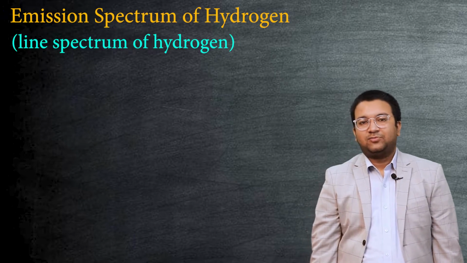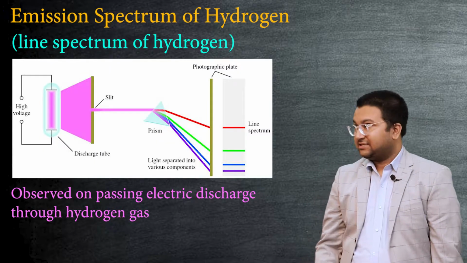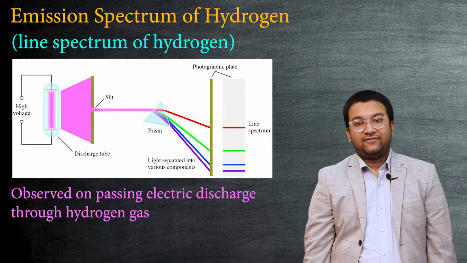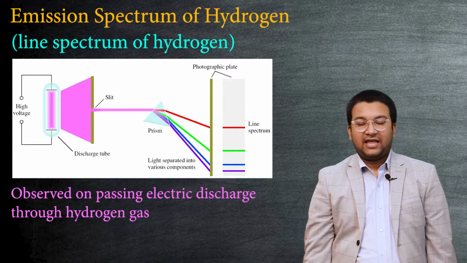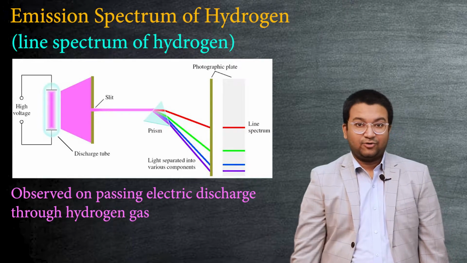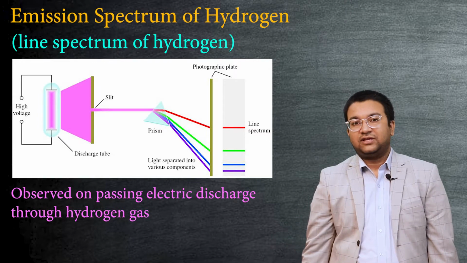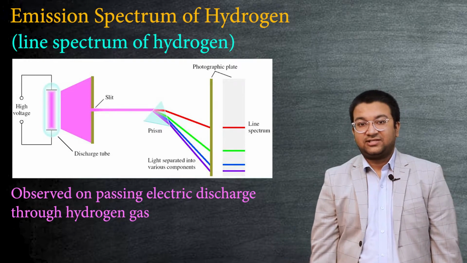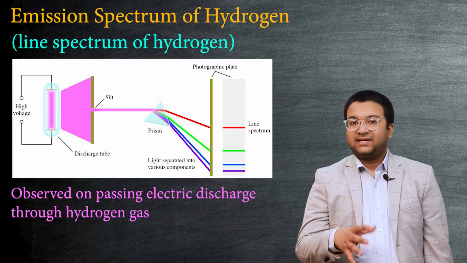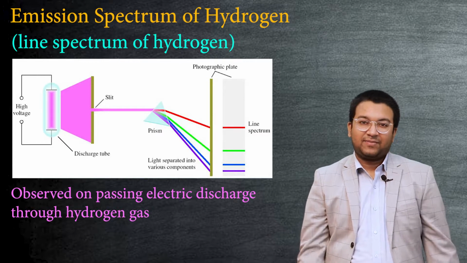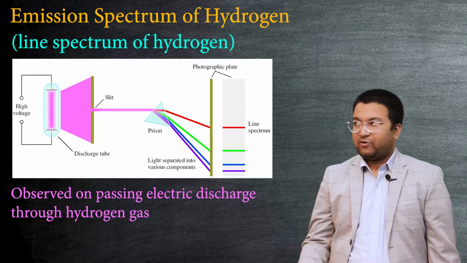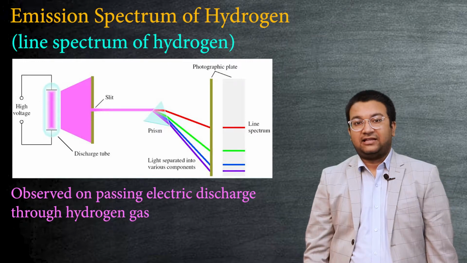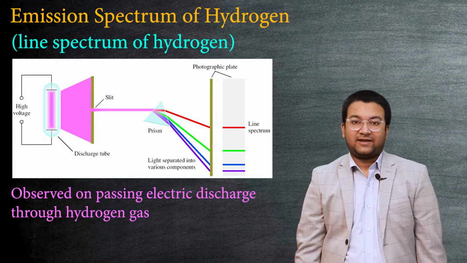also known as the line spectrum of hydrogen. This spectrum is observed when hydrogen gas is taken in a discharge tube and we pass an electric current through it, due to which the gas glows. This radiation is diffracted using a prism, as you can see. The prism splits the radiation into different parts, and these parts form a pattern that looks like that, and therefore this is called the emission spectrum of hydrogen.